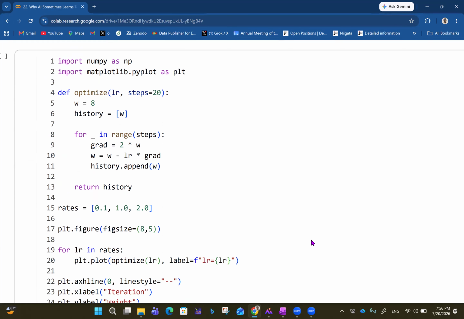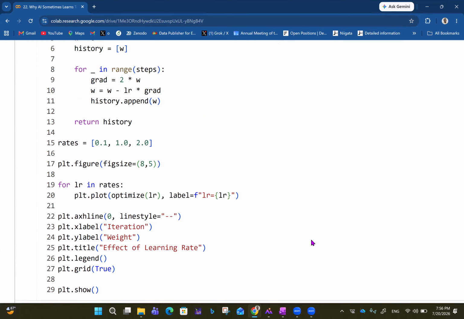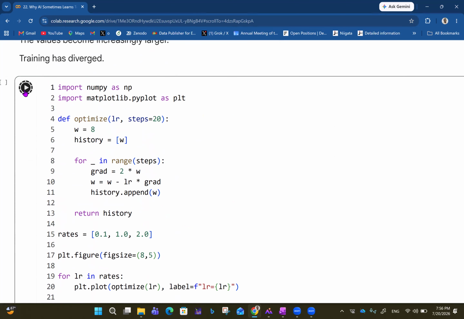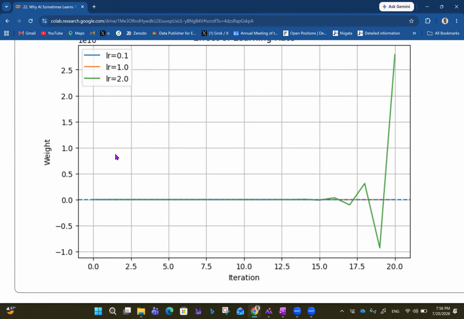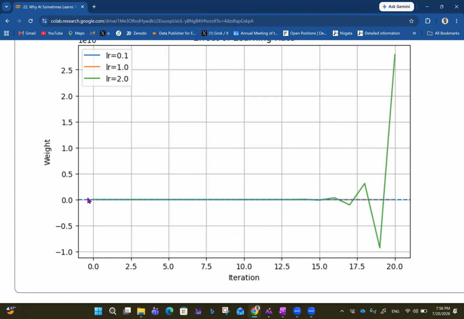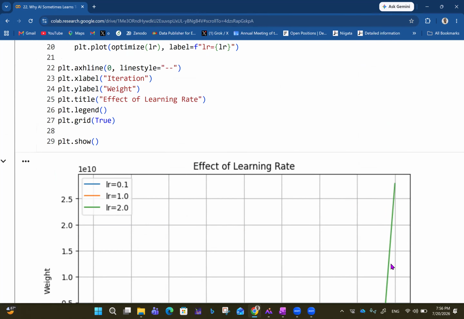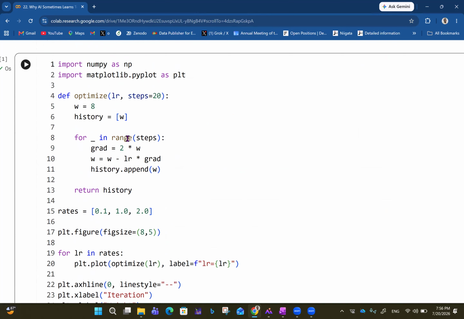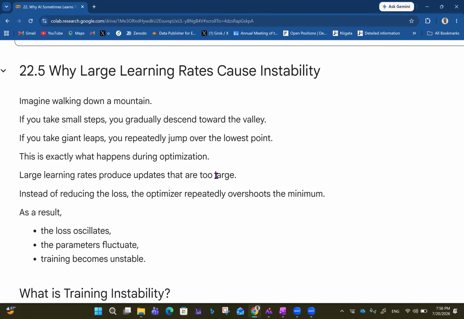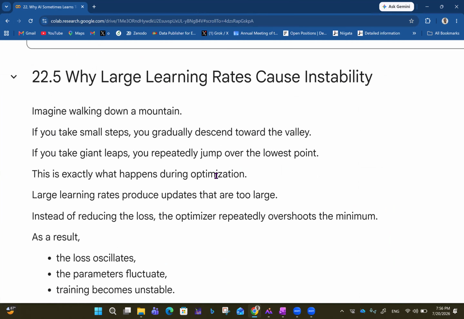So we can actually have the different learning rates here and see how they behave. So imagine if you run this, you see for learning rate 0.1, that is stable and it's just going along the zero. 1.0 also tries to behave a bit close, but the other one, learning rate of 2.0, you see, it becomes haphazard at some iteration, for the same function, W squared. So then, why do large learning rates cause instability?